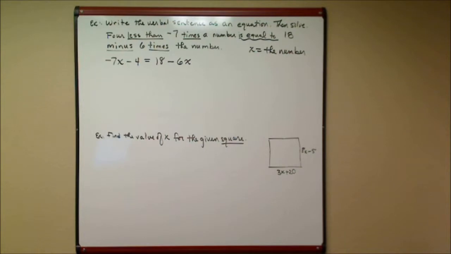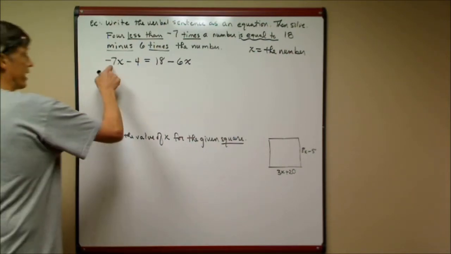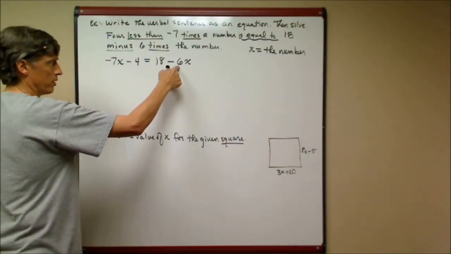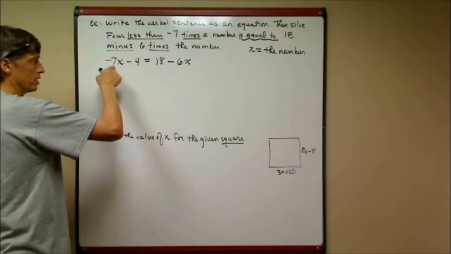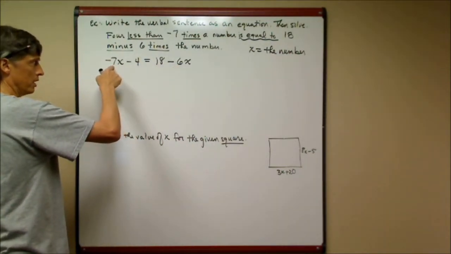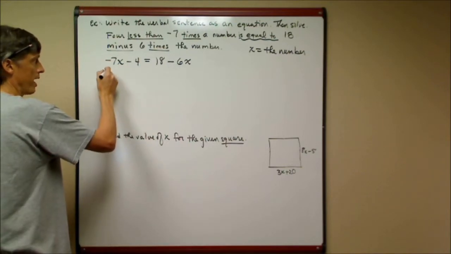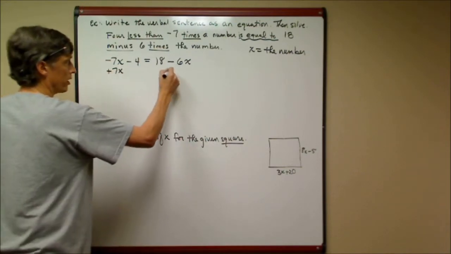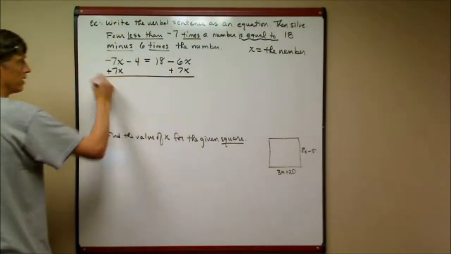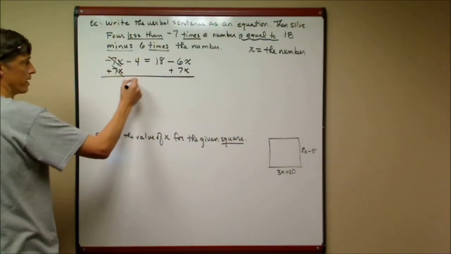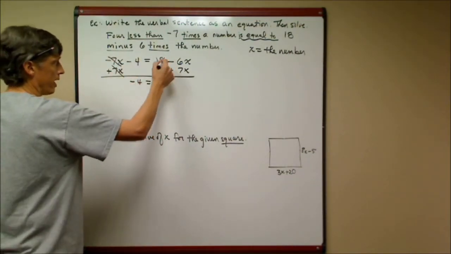Well, there's my variable on both sides. I don't have to simplify either side because there are no parentheses, there are no like terms. I have a negative 7x on the left, I have a minus or a negative 6x on the right. This has the smaller coefficient, I'm going to get rid of this. To get rid of a negative 7x, I'm going to add 7x. I'm just going to use a little shortcut notation here. And these are going to cancel out. That minus 4 is a negative 4, and I have an 18.